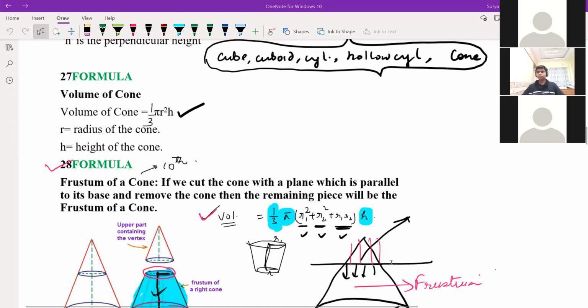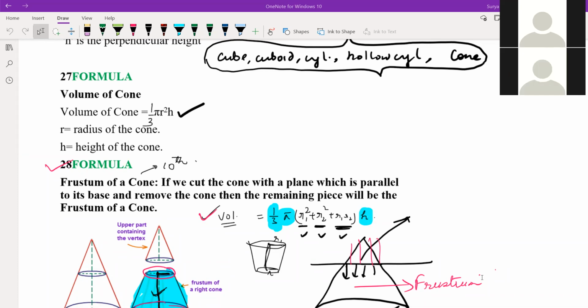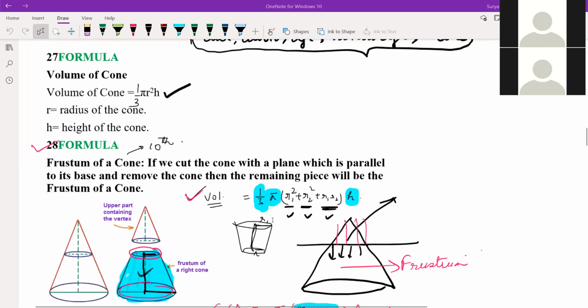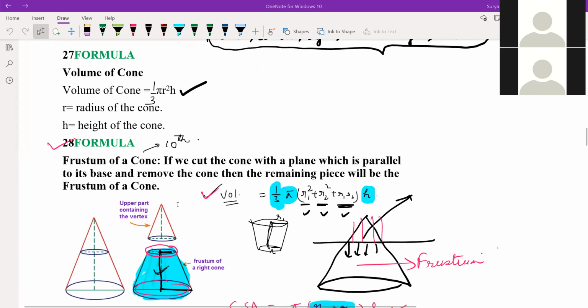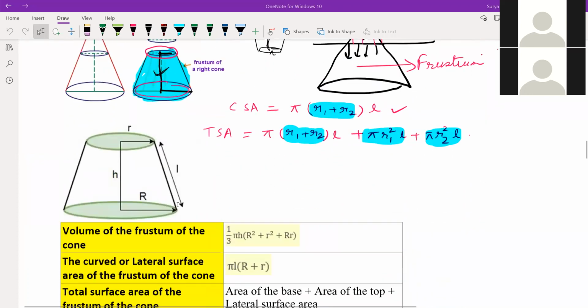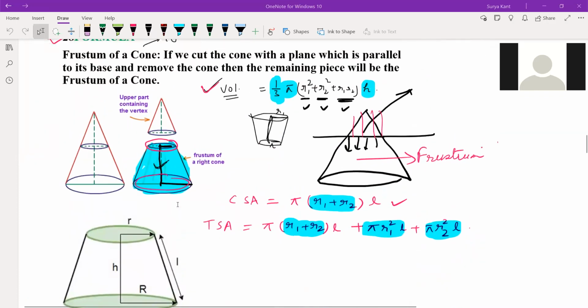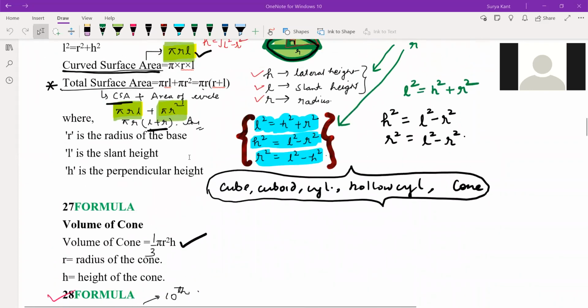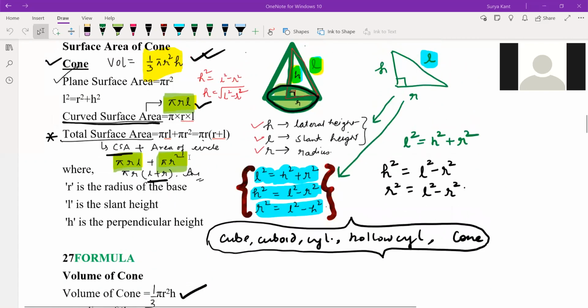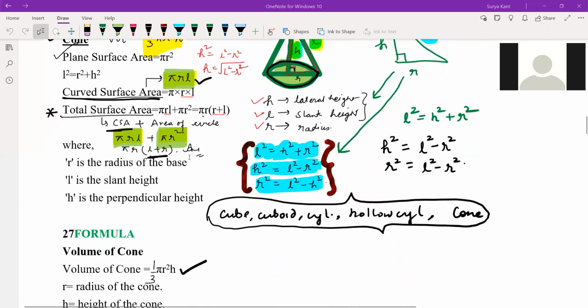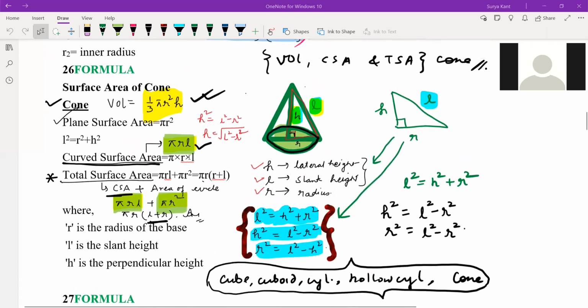Deepshikha, what is the TSA of a cone? So it is pi r L plus R. Pi r L plus R. Are you sure? Pi r in bracket, L plus R, right? See here, yes, given. Yes, sir.